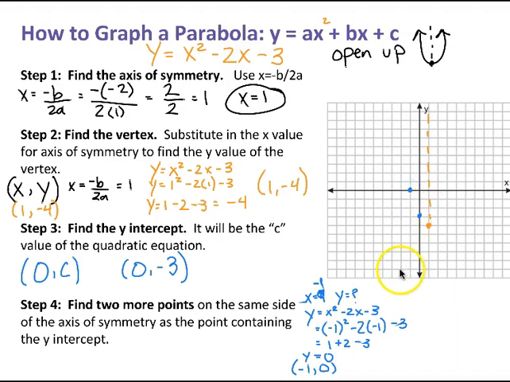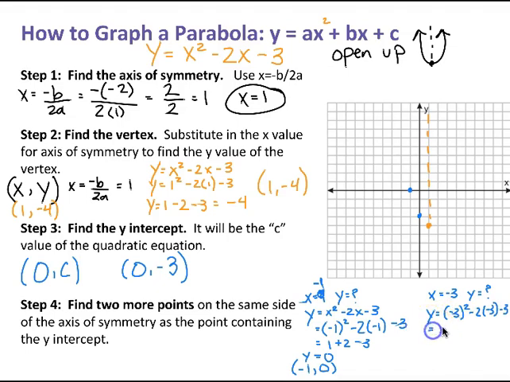Then I need 1 more point. How about when x equals -3? We can choose any x value, so I'm just going to do -3. What is my corresponding y value? Again, I'm going to plug it into the equation that we're using to graph. So I would have y equals (-3) squared minus 2 times x, which I said is -3, and then minus 3. Running out of space.